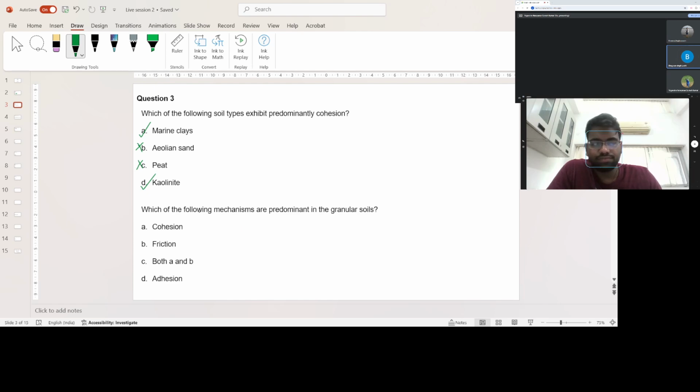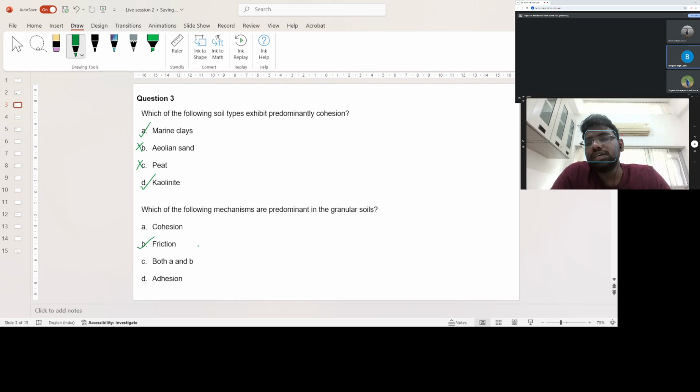I think option B. Okay, because cohesion in granular soil is less, and adhesion is more in fine-grained soil like clay. So there may be cohesion, but usually the property is more the friction, not the cohesion. Your answer is right. As the question mentions predominantly, the answer is friction.